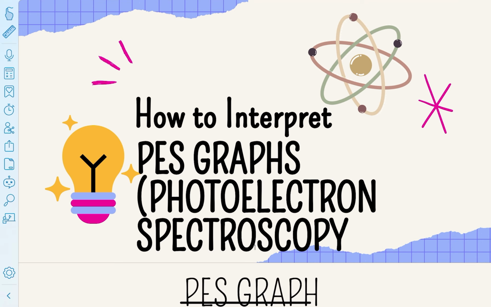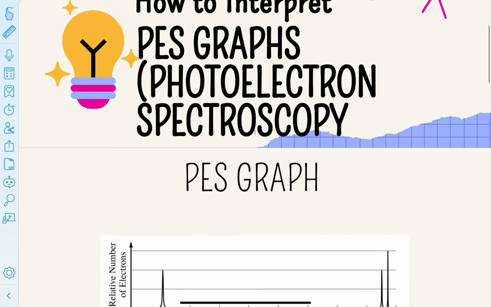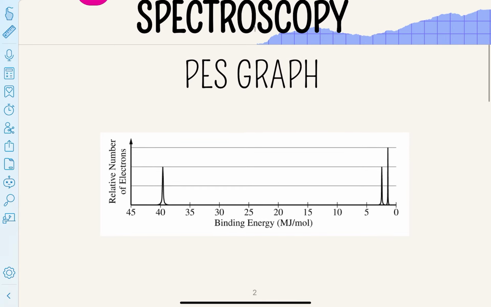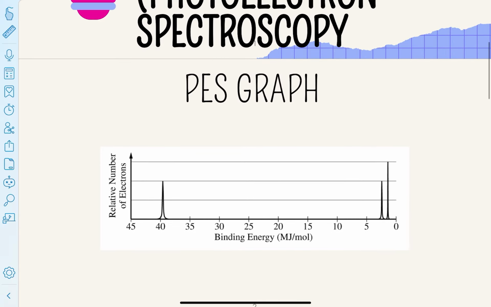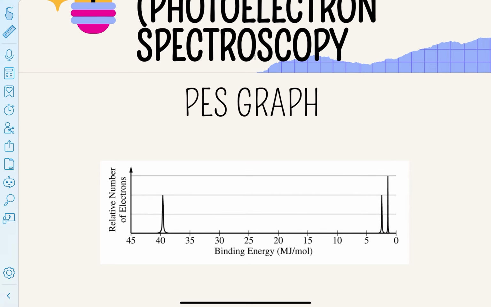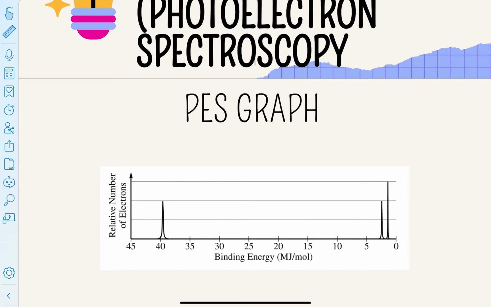In today's video, we are going to look at PES graphs and just learn how to read them and try to figure out what information we can get out of these graphs. So let's look at a PES graph, which stands for photoelectron spectroscopy. And what this graph is going to be able to tell me is a couple things about the atomic structure of an atom. So specifically, what this will tell me is the electron configuration.